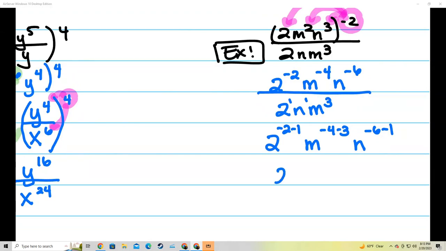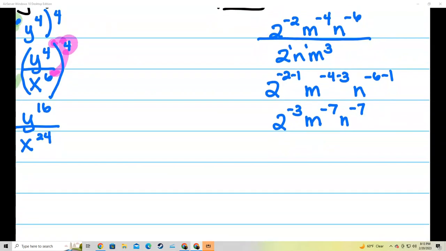What do I end up with? I end up with a 2 to the negative 3. Negative 4 minus 3, that's an m to the negative 7. And then negative 6 minus 1, that's an n to the negative 7. Look at all those negative exponents. I don't like negative exponents, so I'm going to push everything to the bottom.